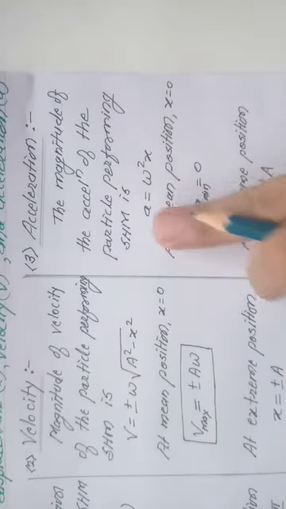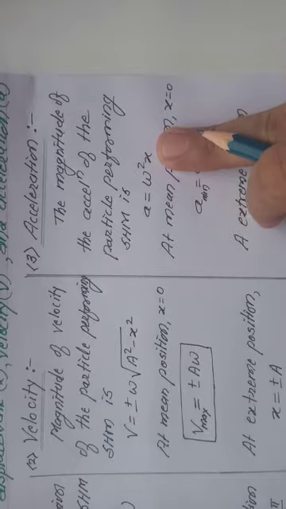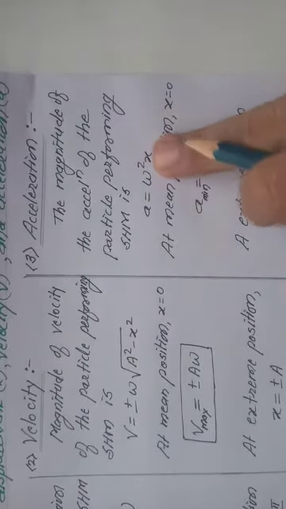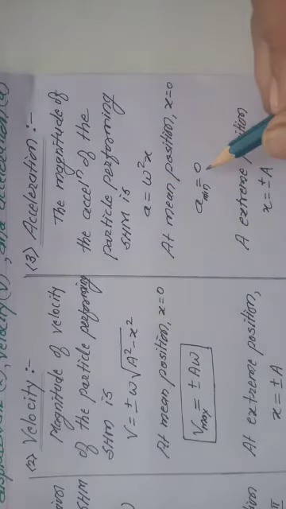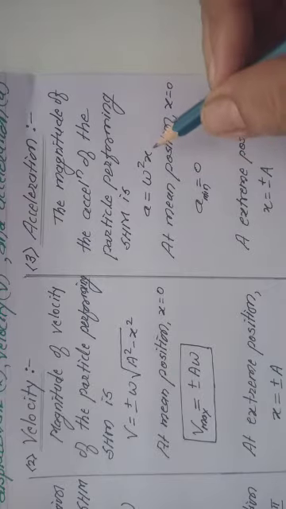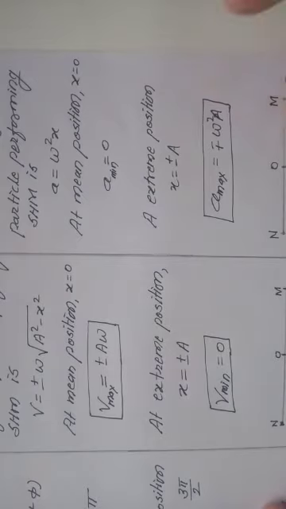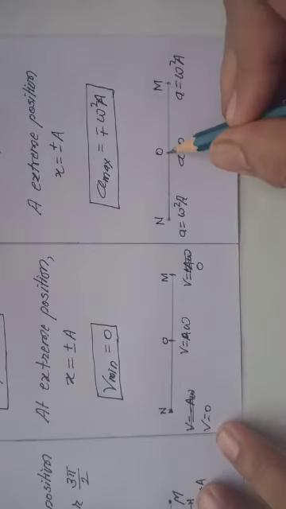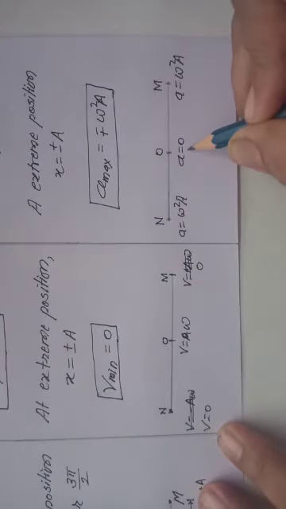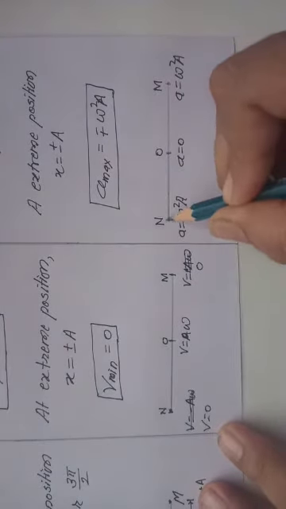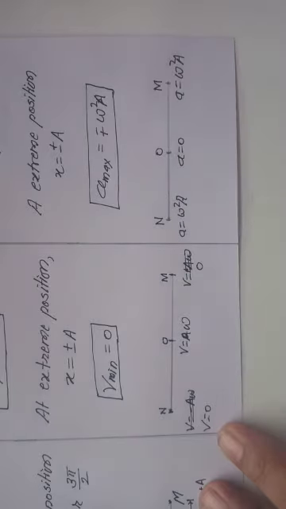The magnitude of acceleration is given by omega square x. At mean position x is equal to 0, so the acceleration is equal to 0. At extreme position x is equal to plus or minus a. Therefore we get a max is equal to plus or minus omega square a. See here again in this diagram, at mean position acceleration is equal to 0, and at extreme position the acceleration is maximum, that is omega square a.